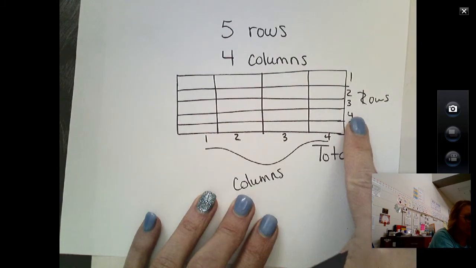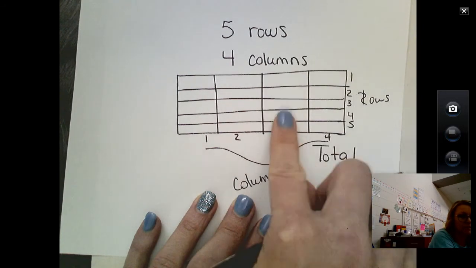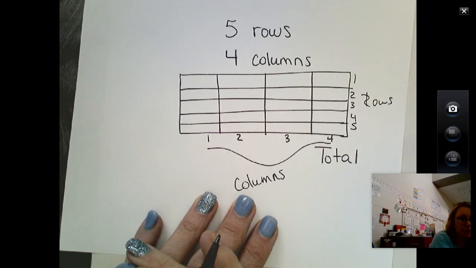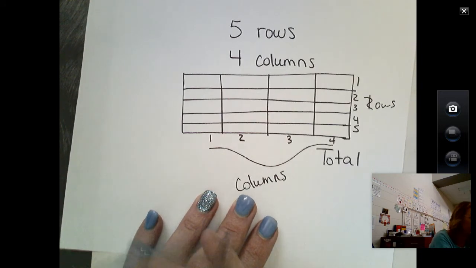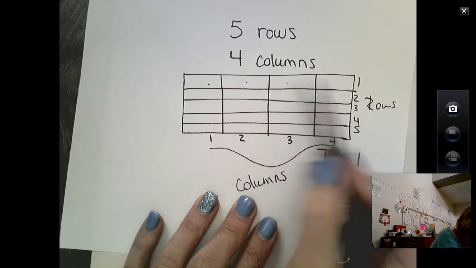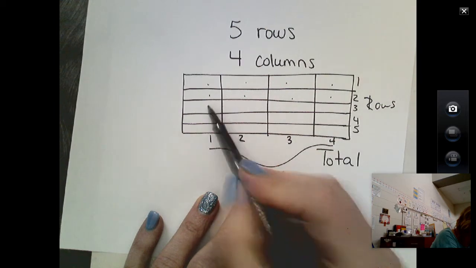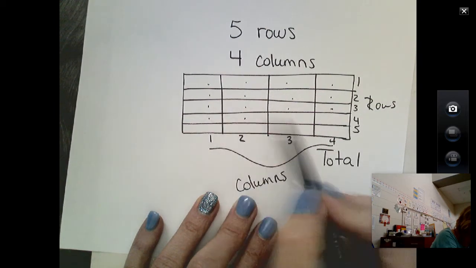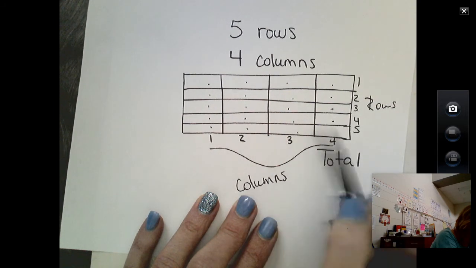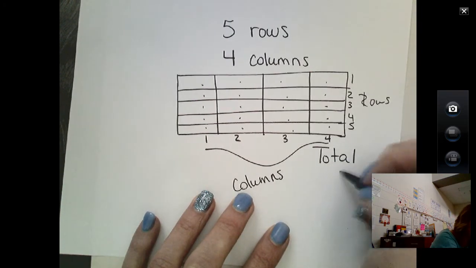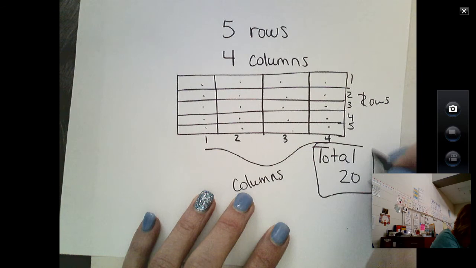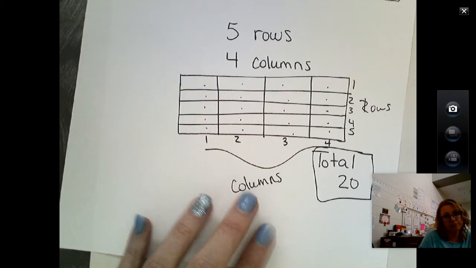Rows are side to side. Columns are top to bottom. Now to find your total, you're just going to count how many pieces you partition that rectangle into. 1, 2, 3, 4, 5, 6, 7, 8, 9, 10, 11, 12, 13, 14, 15, 16, 17, 18, 19, 20. You made 20 pieces when you partitioned that rectangle.